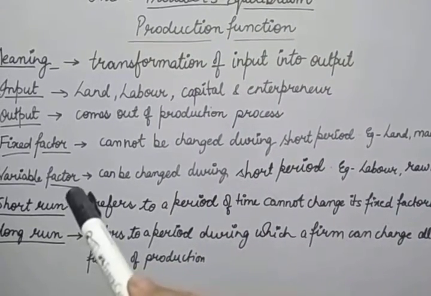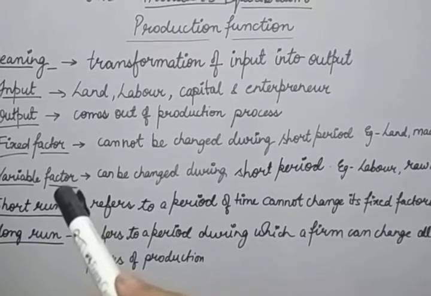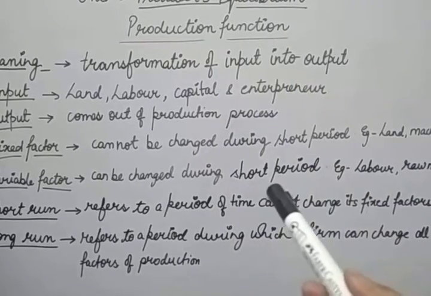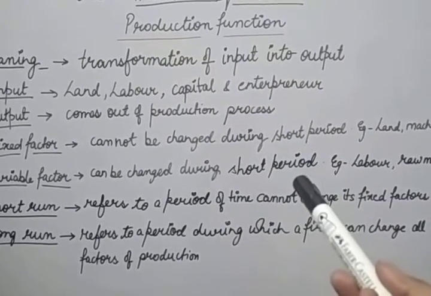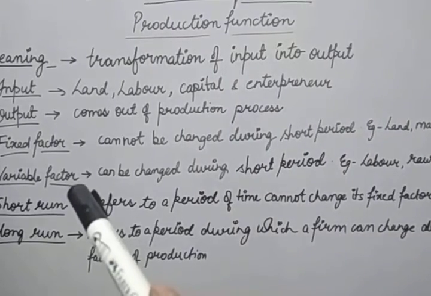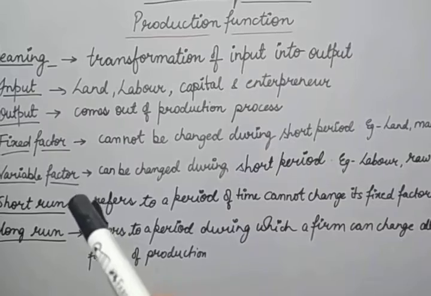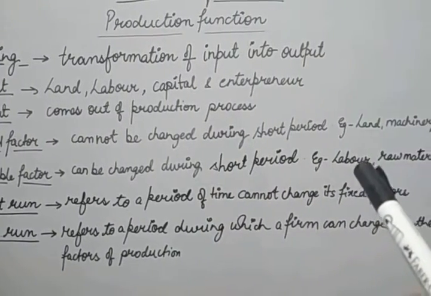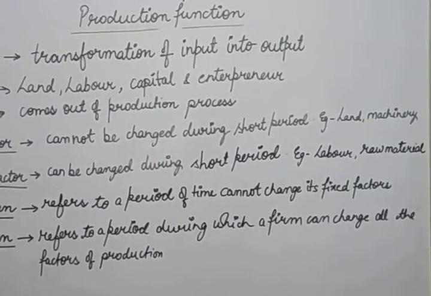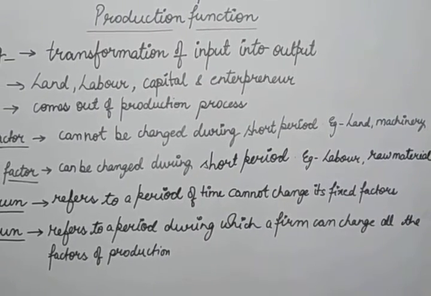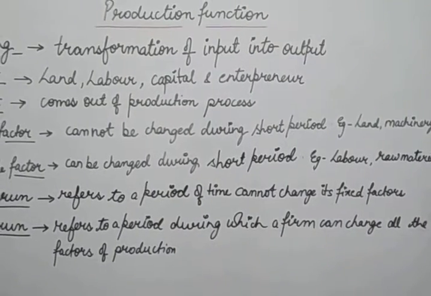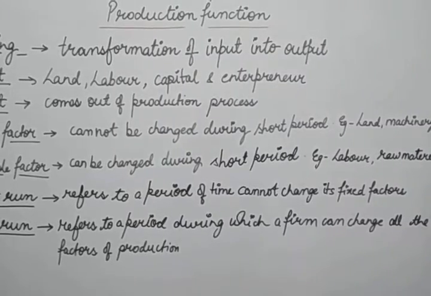Now variable factor, literal meaning is changeable. Variable factor refers to those factors which can be changed during the short period. That means you can increase or decrease the quantity of these variable factors in the short run according to the level of production. If you want to increase the production, we can increase the quantity of labor and raw material, or electricity, communication, other things also you can change. So in the short period, variable factors can be changed according to the level of production.